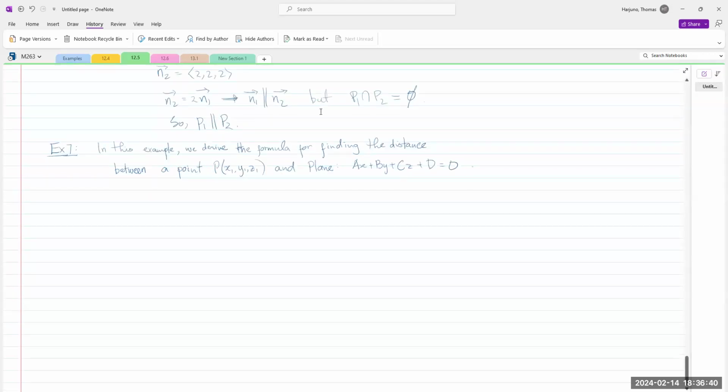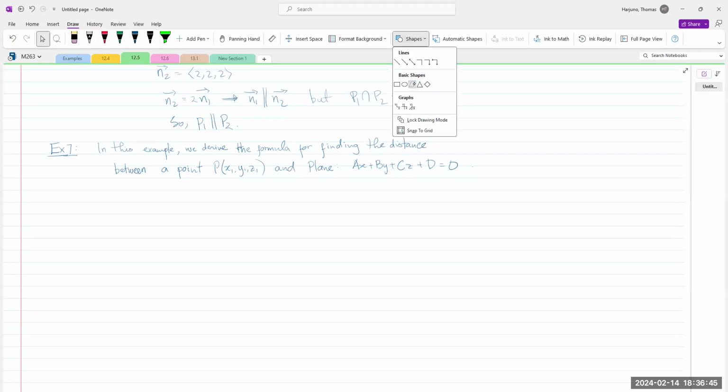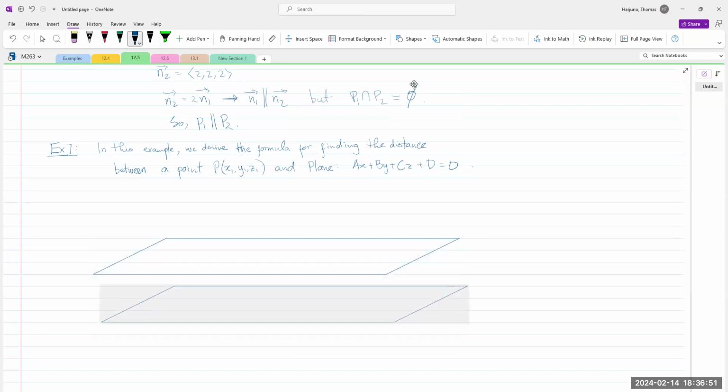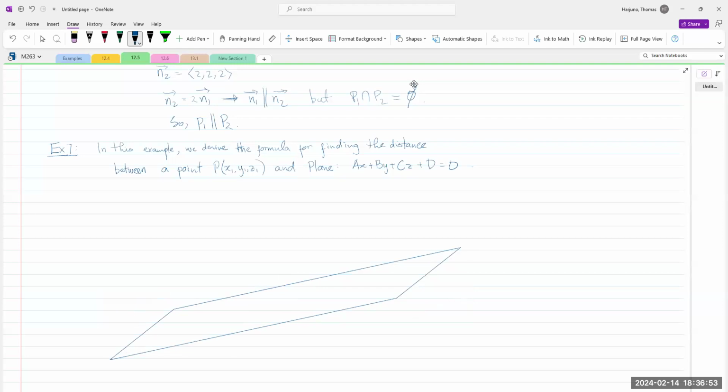Let's try to picture this first. So I have a plane. Slant it a little bit. This is the plane, ax + by + cz + d = 0. And I have a point in space not on the plane. That's (x1, y1, z1). Okay.